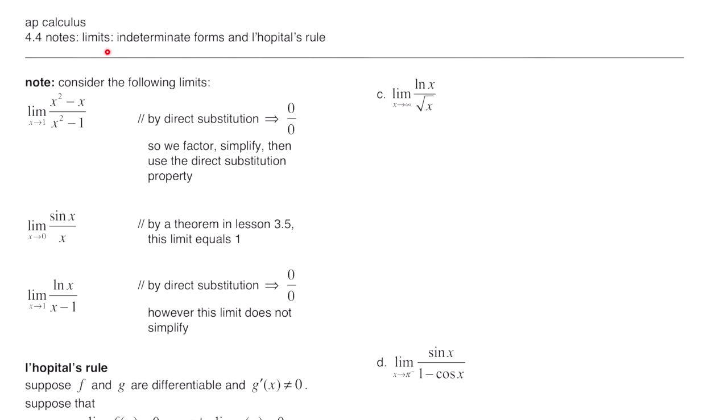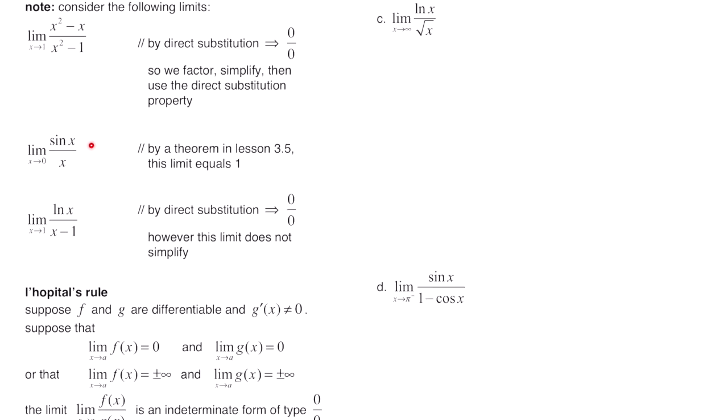In this lesson, we're going to cover limits of indeterminate forms and also L'Hopital's rule. First, we're going to consider the following limits. If you're given the limit as x goes to 1 of x squared minus x over x squared minus 1, and you were to use the direct substitution property and plug 1 right in at first, you would get 0 over 0. But it's okay because you could factor this, cancel the common factors, and simplify it.